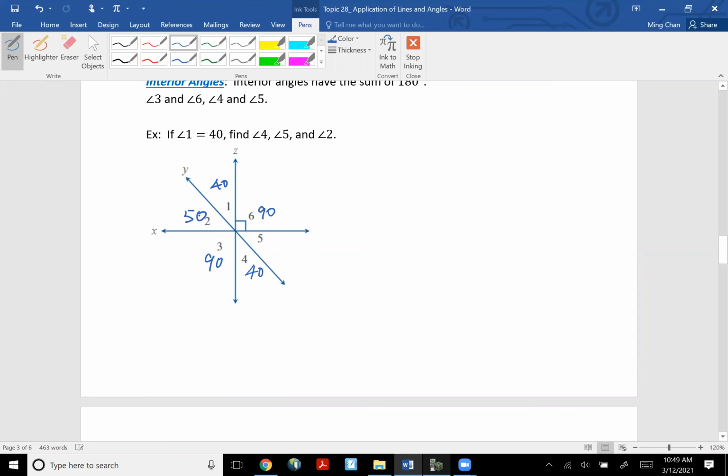Angle 2 faces angle 5, right? See line X and line Y face each other. See these two lines intersecting at one point? So 2 and 5 face each other, so 5 will be 50°.